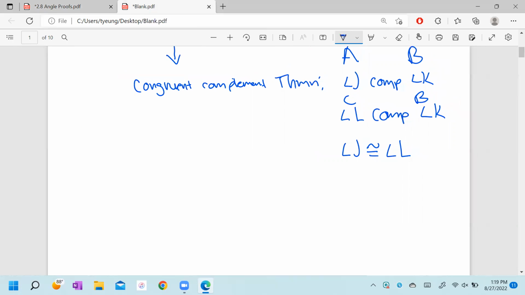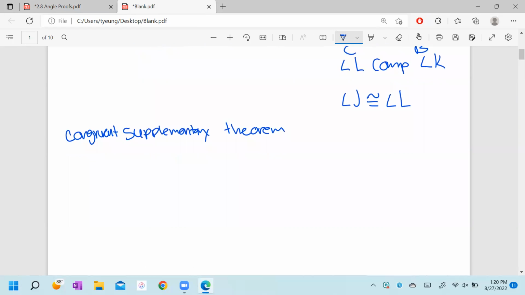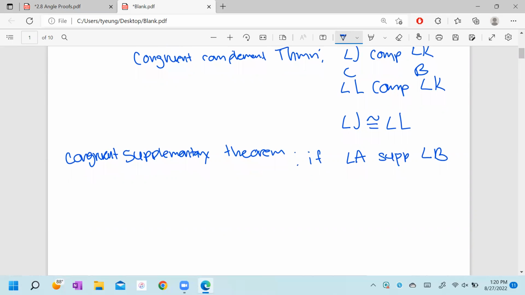Okay. So the supplementary theorem, or congruent supplementary theorem, states that if angle A is supplementary to angle B, and angle A is supplementary to angle C, then angle B is congruent to angle C.